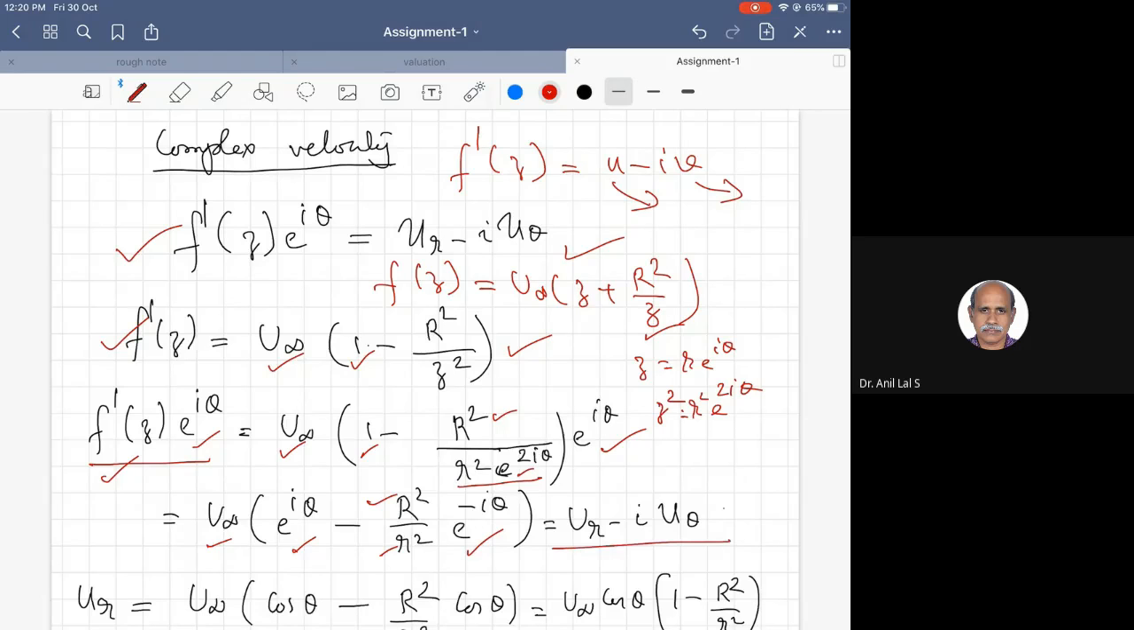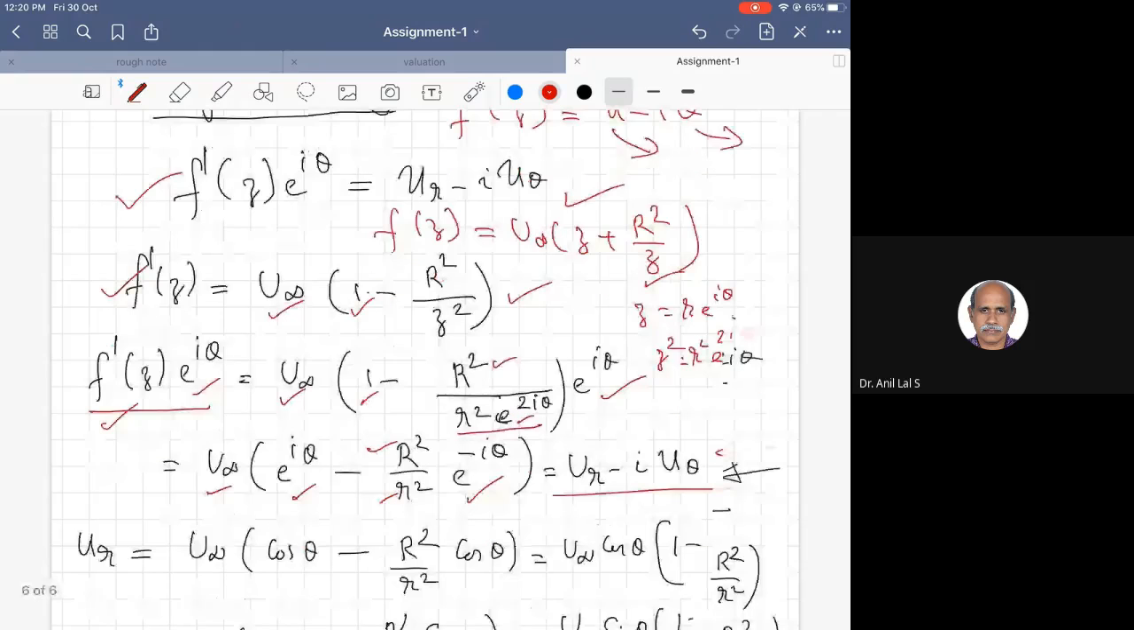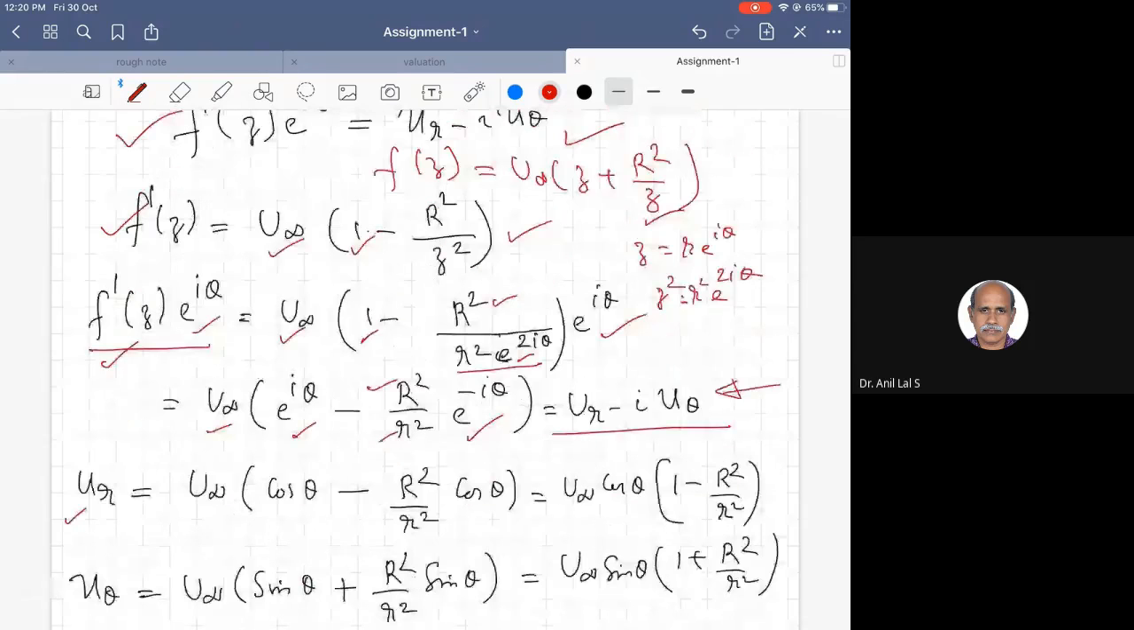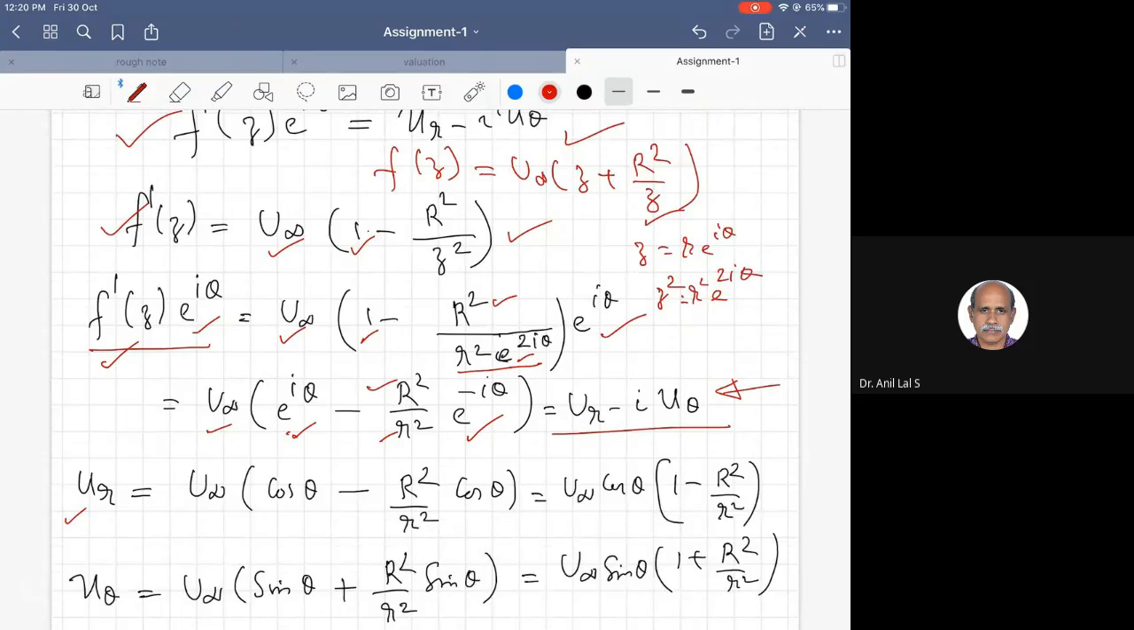And that can be equated to ur minus i u theta. In that way, you can write the real part is the radial velocity. So the real part you write: u infinity into, here there is a real part cos theta. It's not radial part, but real part. U infinity cos theta minus r squared by small r squared into, here the real part is also cos theta. So u infinity cos theta into 1 minus capital R squared by small r squared.